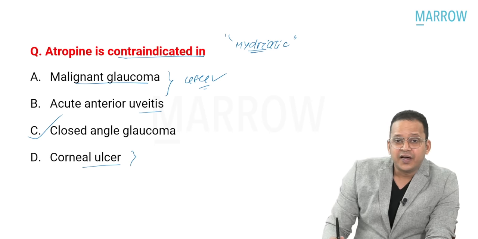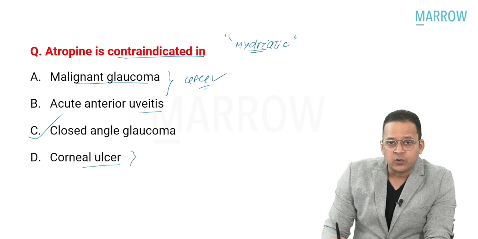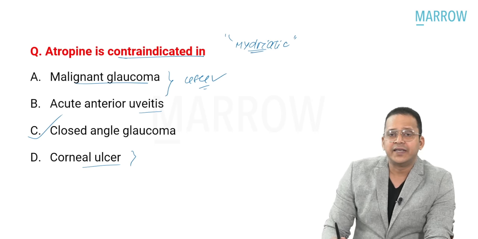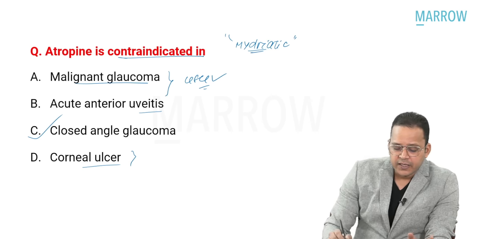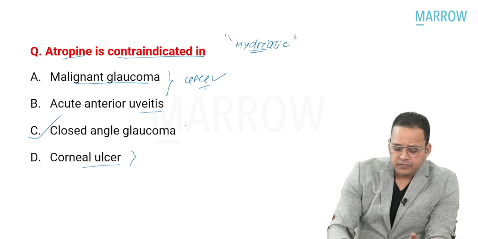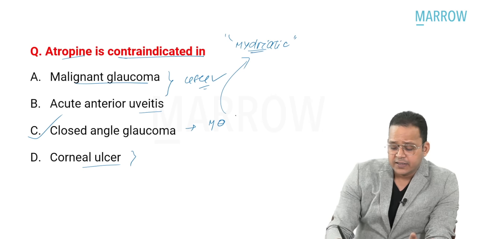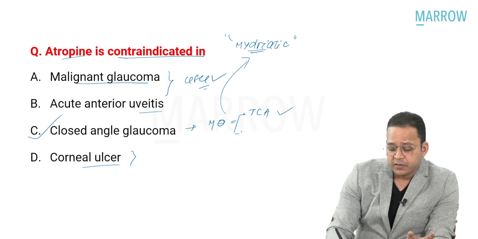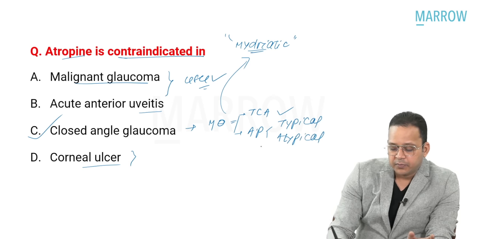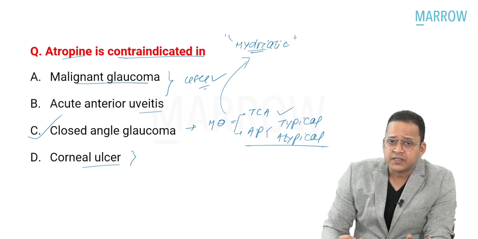So the other three are uses. One is contraindicated: close-angle glaucoma. Is it a difficult one? No, it's an easy one, right? For the same reason, atropine is contraindicated in close-angle glaucoma because it is an anti-muscarinic and it causes mydriasis. Any drug with anti-muscarinic effect should not be used in glaucoma, like tricyclic antidepressants and antipsychotics, both typical as well as atypical antipsychotics. They have anti-muscarinic effect. We have discussed this, right?